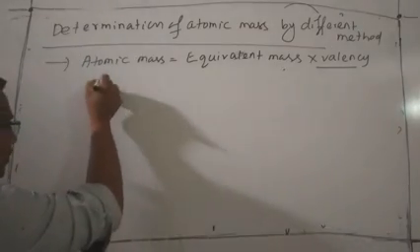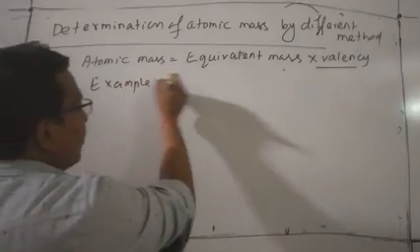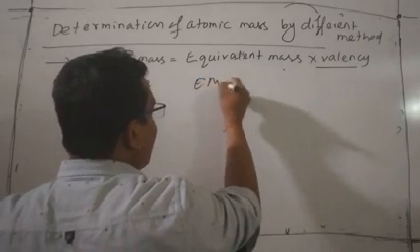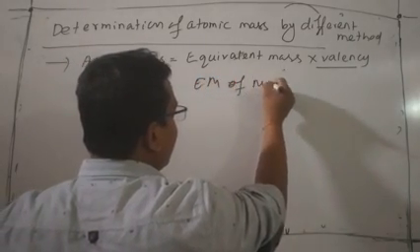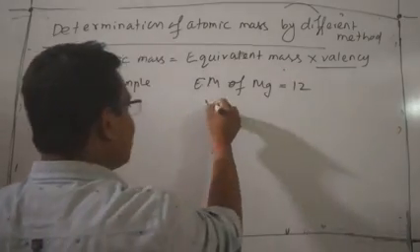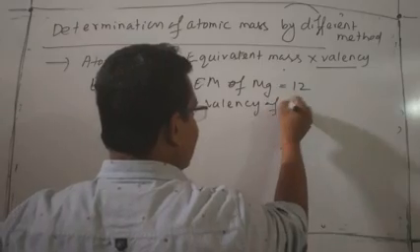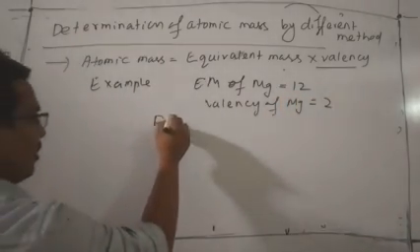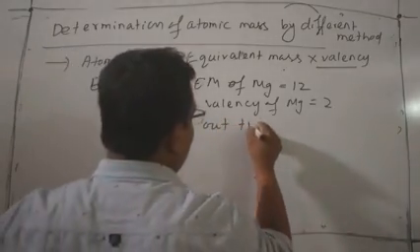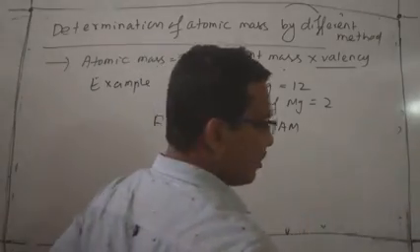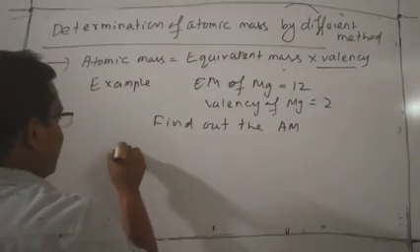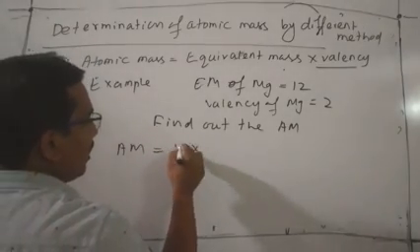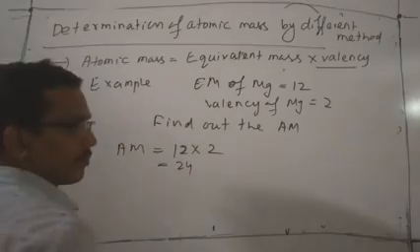Take an example. The equivalent mass of magnesium is equal to 12. The valency of magnesium is equal to 2. If a question asks you to find out the atomic mass, M means atomic mass. So M is equal to 12 into 2, that is 24.